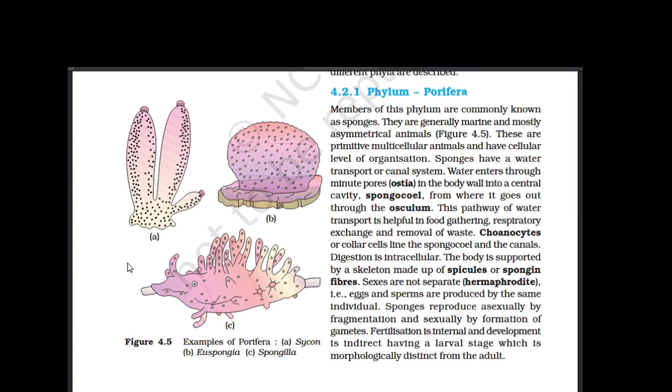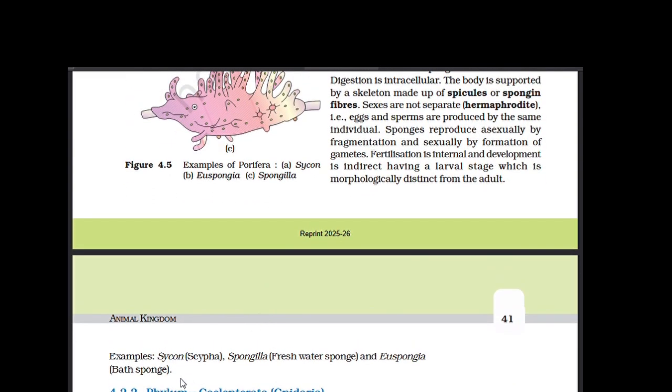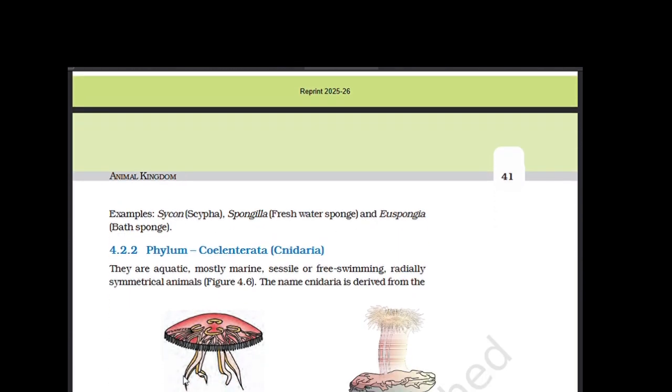Here are given examples of poriferans. First figure is of Sycon, the second one is of Euspongia, and this third figure is of Spongilla. They all are poriferans. Examples of poriferans include Sycon, Scypha, Spongilla, also known as freshwater sponge, and Euspongia, also known as bath sponge.